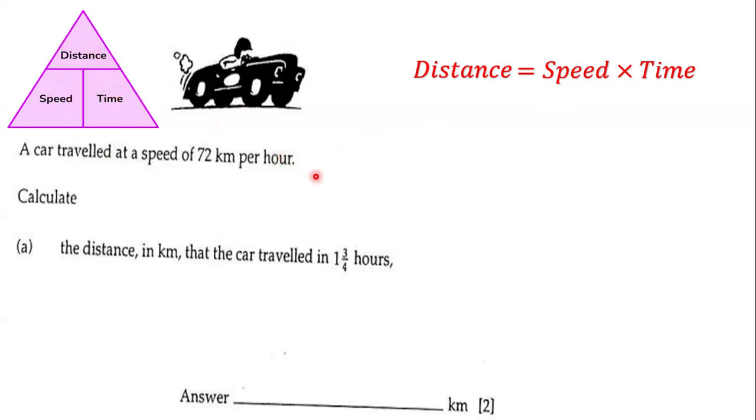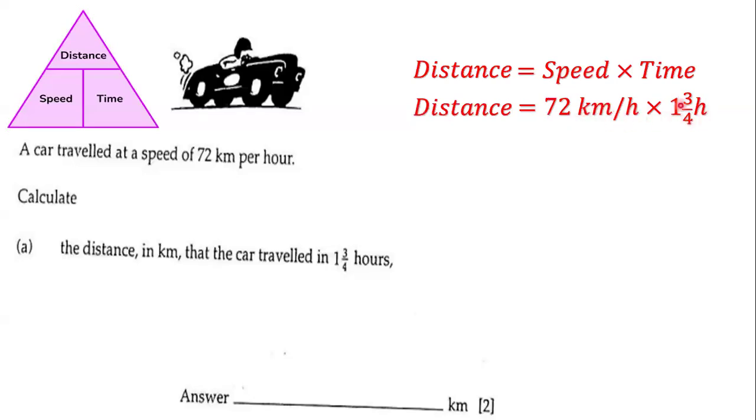Now, what is the speed? Well, the speed is 72 kilometers per hour. That's the speed. And what is the time? Well, the time is 1 3/4 hours. And so we have to multiply these two numbers.